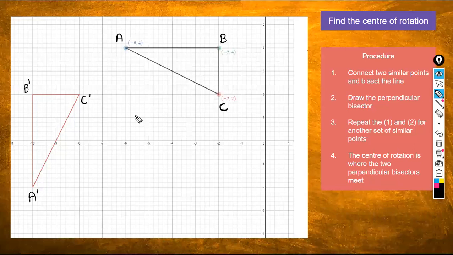To figure out where the center of rotation is, like which point we are rotating this about, let's go to step one. It says to connect two similar points and bisect the line, right? So let's connect two similar points. You can choose A, B, or C. So you either connect the two A points, the two B points, or the two C points, right?